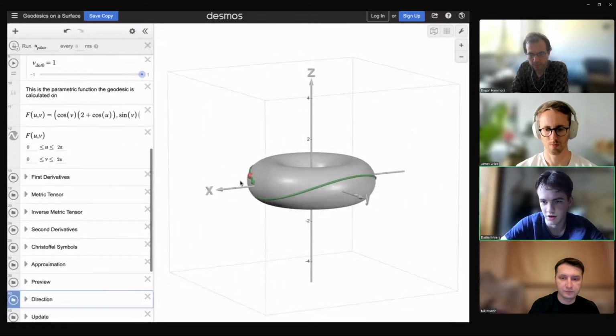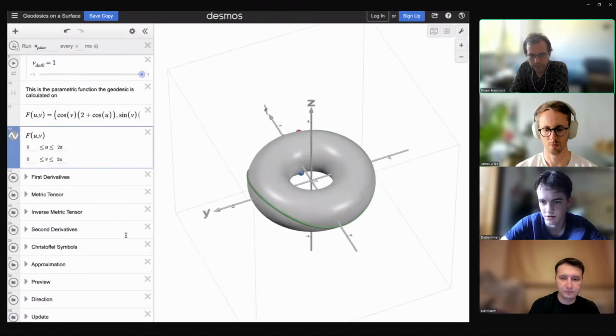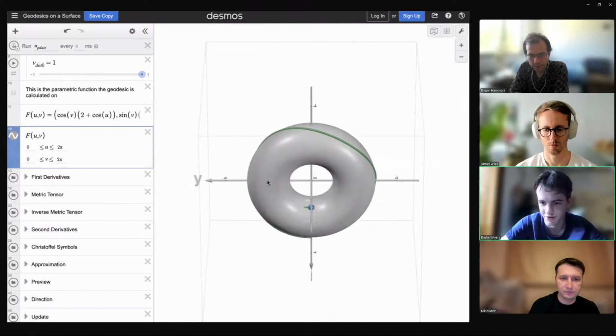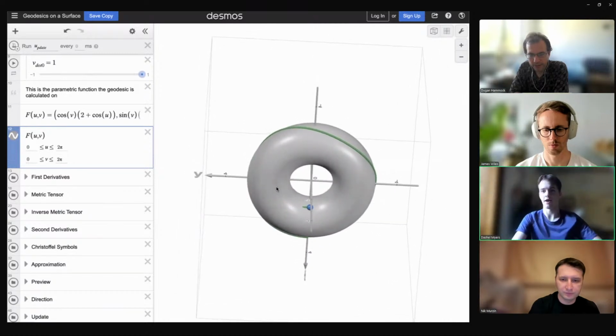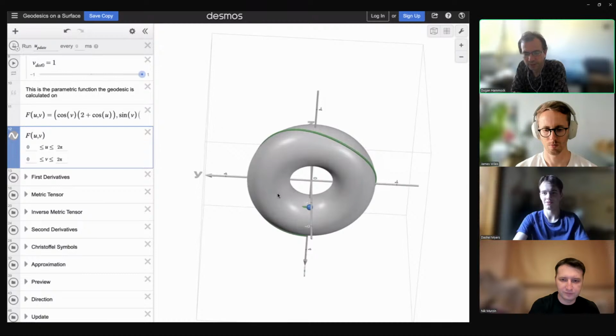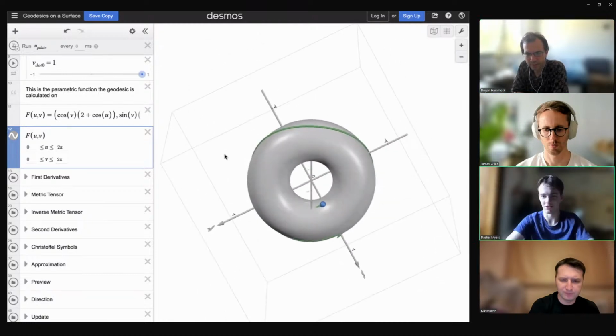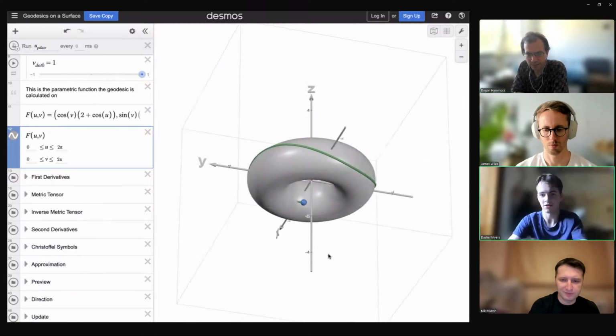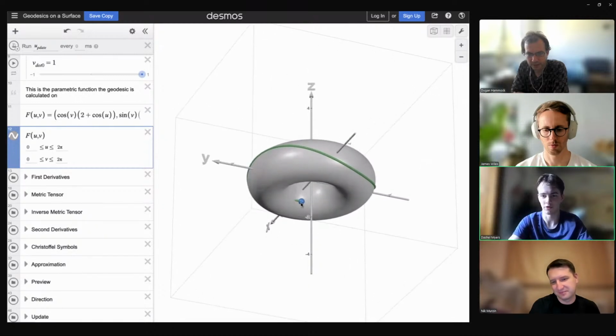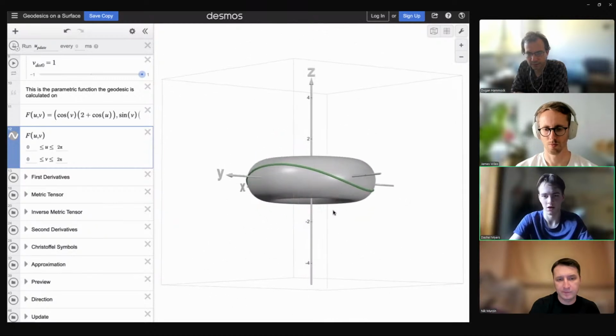This actually, oh yeah, didn't work. Oh yeah, now it's down there. That's kind of cutting into the volume of the torus. Yeah, it's a little bit messed up, but it's plotting. It's essentially plotting the shortest path that one can walk, so to speak, across this surface.